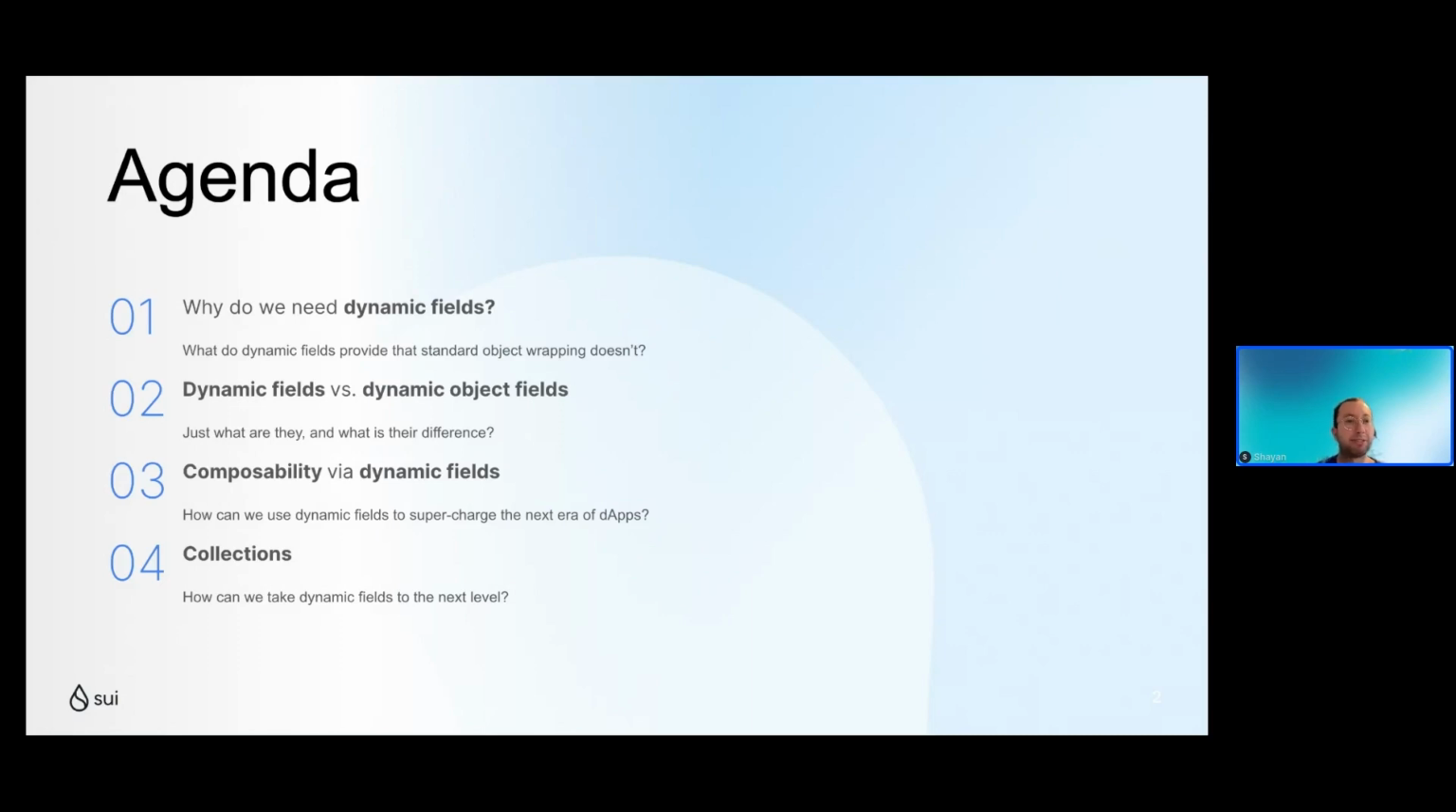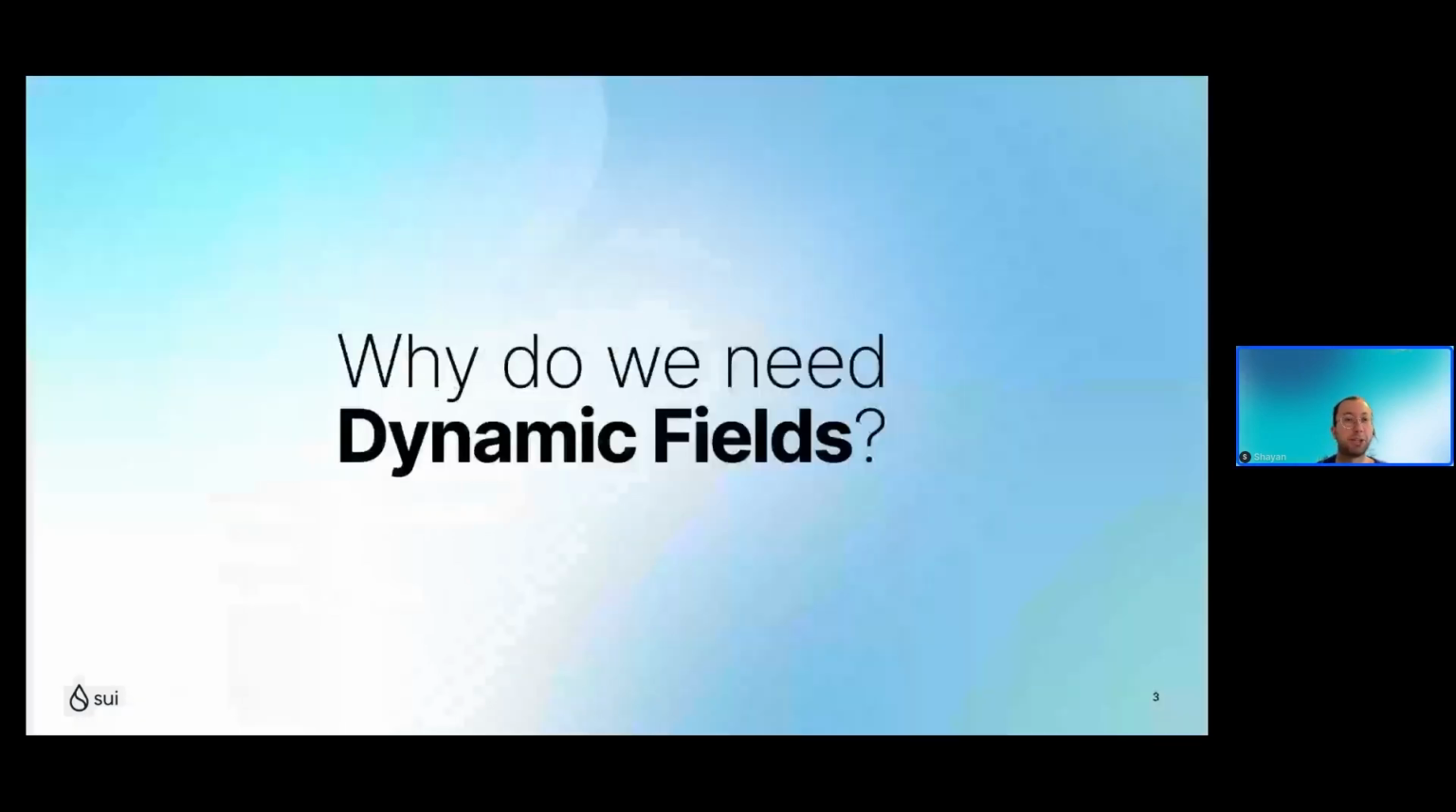And then we'll talk about the difference between dynamic fields versus dynamic object fields. We'll then talk about composability via dynamic fields, so how we can build composable dApps that supercharge the next era of dApps, and then collections. These are essentially just another data structure built on top of dynamic fields that can also take your dApps to the next level. So first, let's jump right into it. Why do we need dynamic fields?